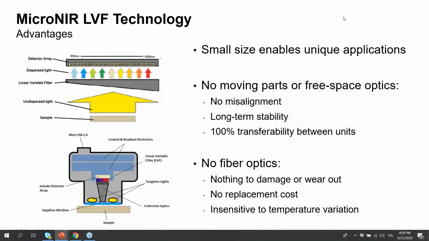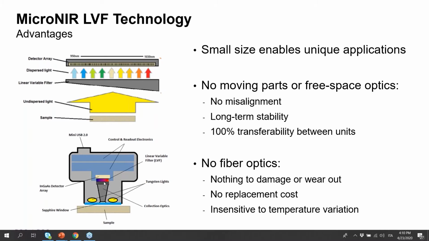This is the layout of the MicroNIR. You see that you have two lamps here that are emitting the light that is going to the sample, and afterward the light is coming back and goes into the light pipe. There is the linear variable filter and the InGaAs detector in a very small space. It ends up that the device is very small, and this is an advantage for some kinds of application, but there are no moving parts.